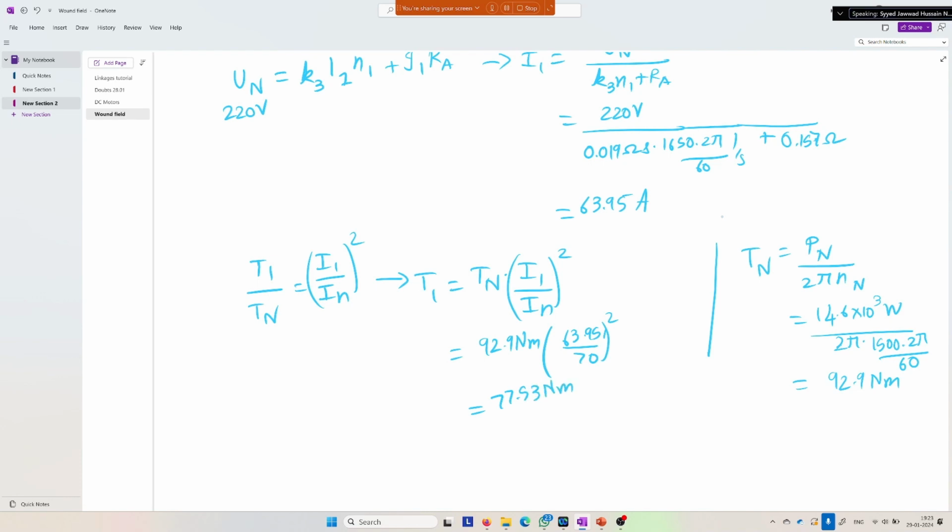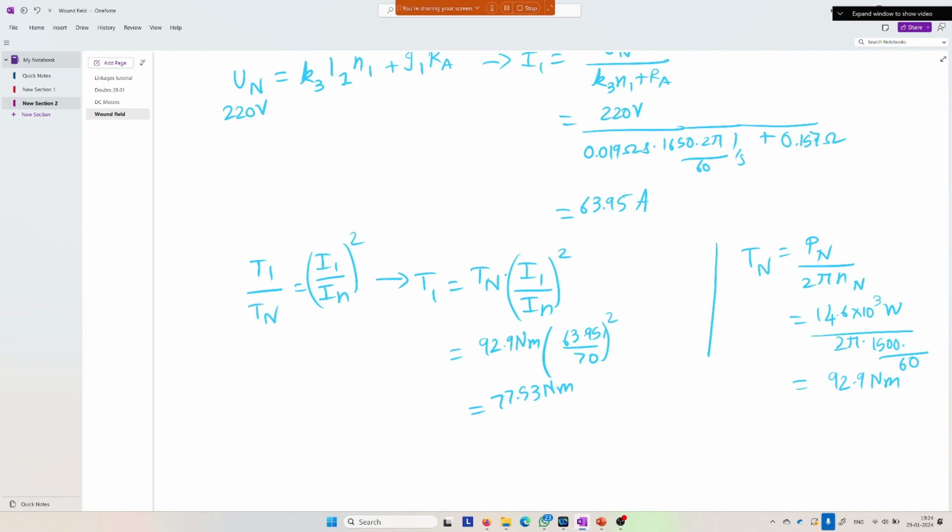I'm not getting 92.9 Newton meter. How much are you getting? I don't know why it's happening. 14.79. Let me check once. Okay, sorry. I fell for the trap. I thought this is an electrical equation, so the 2 pi is different. No, this 2 pi is part of the conversion factor.